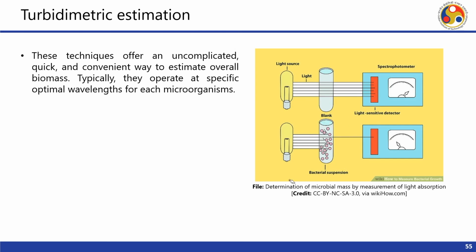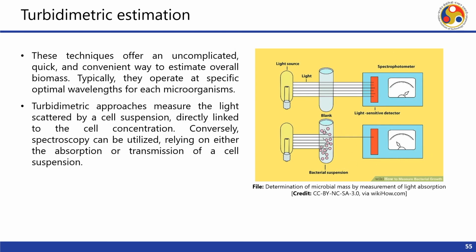You can see the indicator representing the kind of signal that it has collected. In this case, the transmission of light is being stopped. So, turbidimetric approaches measure the light scattered by a cell suspension, directly linked to the cell concentration. If we dilute this sample, some of the light will pass and we will have a different kind of reading in that case.